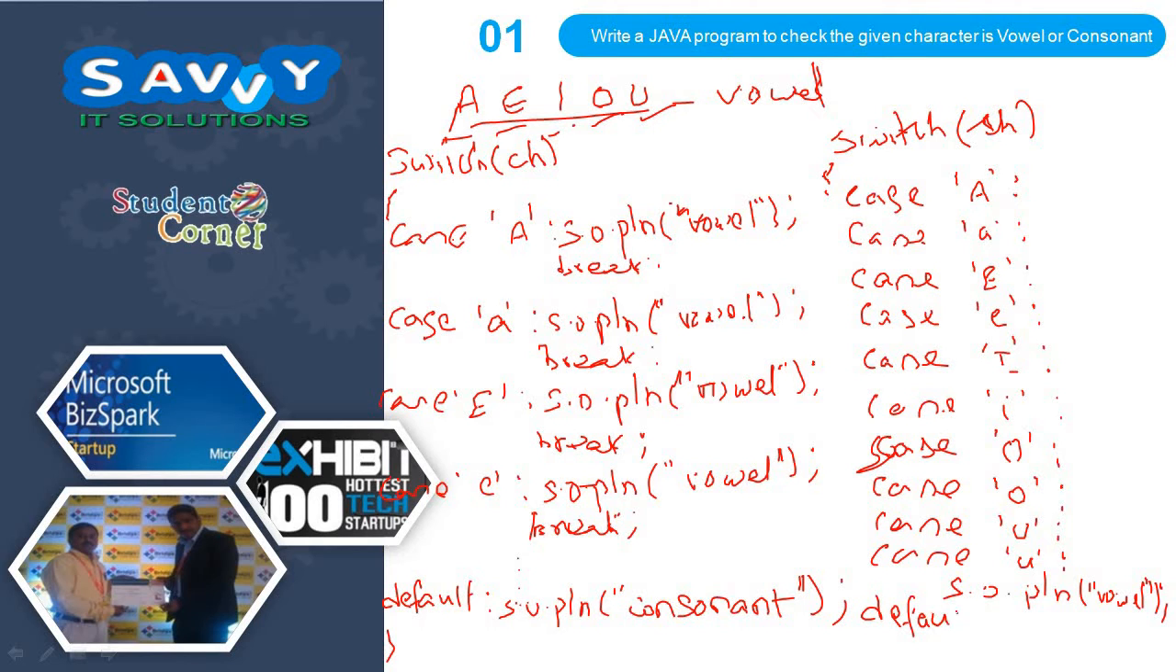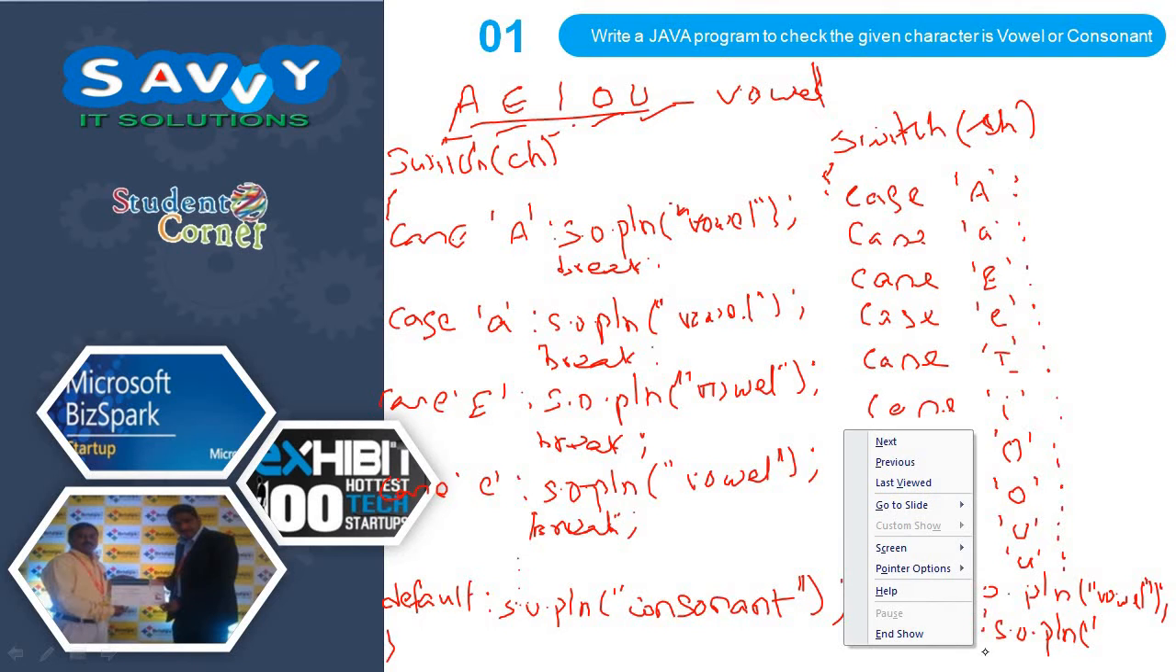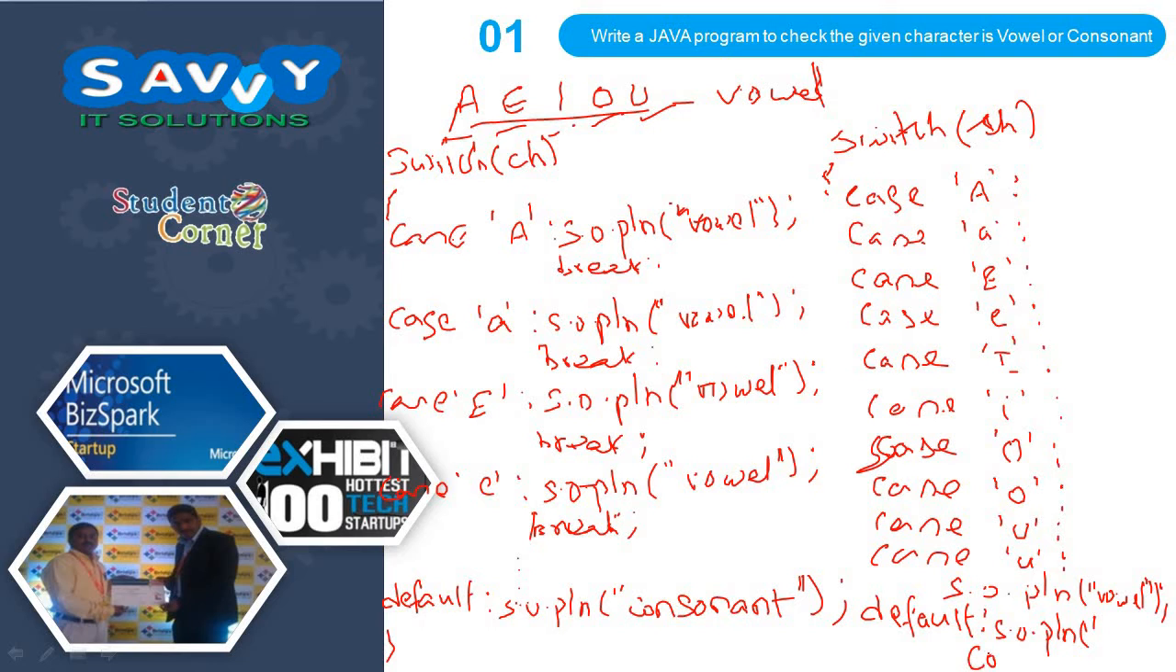Default, system dot out dot println consonant. So this is the second way of representation. Here I need to use a break. I forgot to use the break. Okay, these two ways we can represent. There is no difference in the output as well as the working functionality.